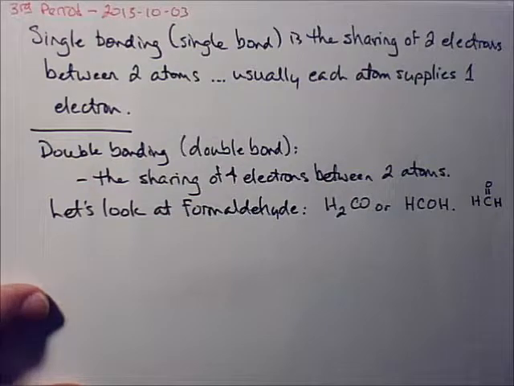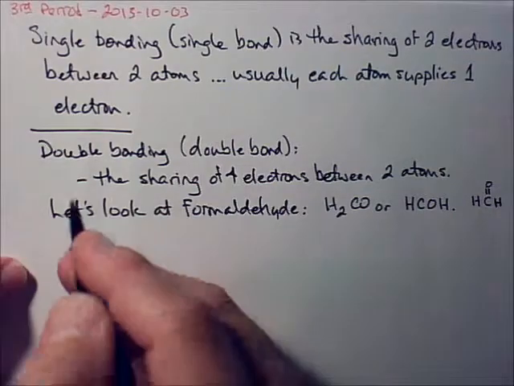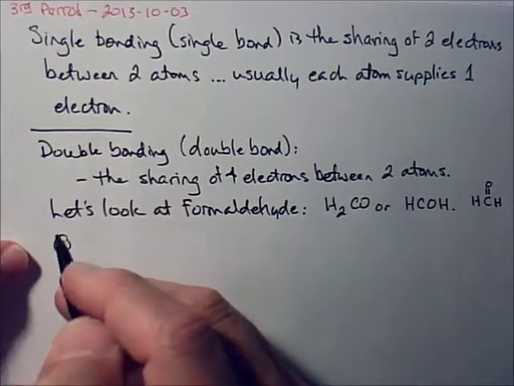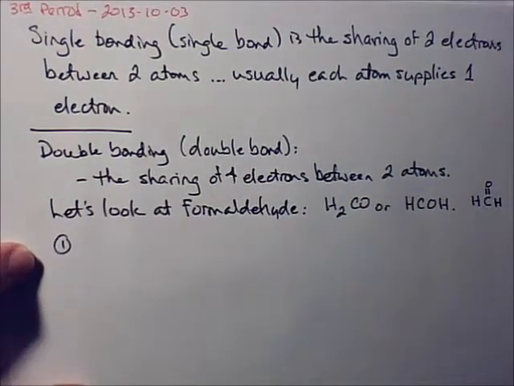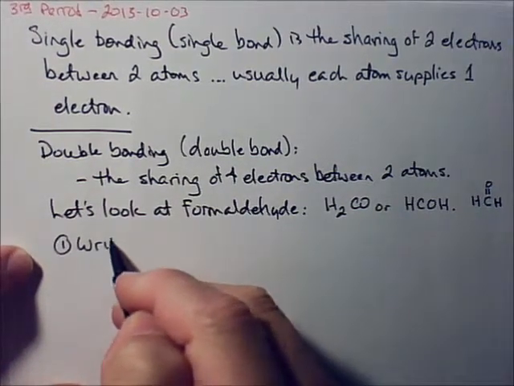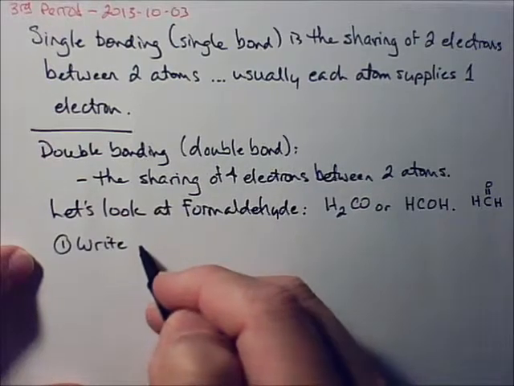No. Carbon dioxide is way more complex than that. And we'll get to that. We'll be doing carbon dioxide in here. Okay? Alright, so number 1, this is for you to do now, okay? I want you to write the electron dot formula for all the atoms in formaldehyde.